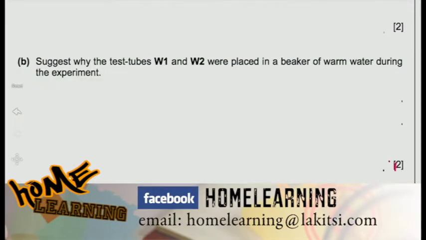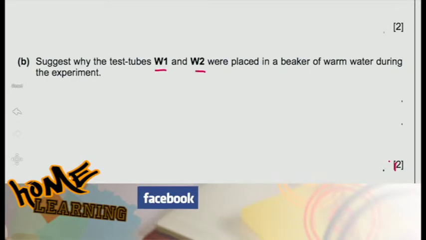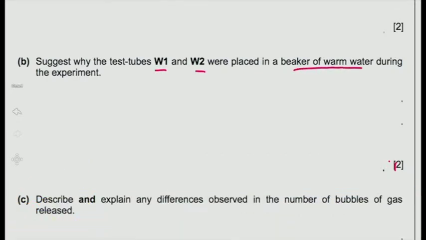Welcome back, students. Let's look at part B of the question, the question on fermentation and respiration, where we're looking at yeast cells in the sucrose solutions conducted by the students in the biology laboratory. Part B says, suggest why the test tubes W1 and W2 were placed in a beaker of warm water during the experiment. That is 2 marks.